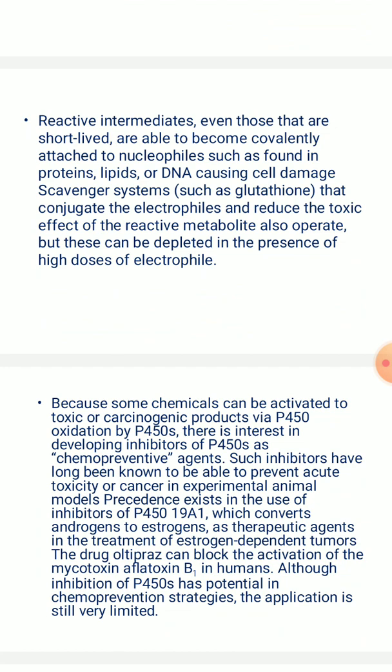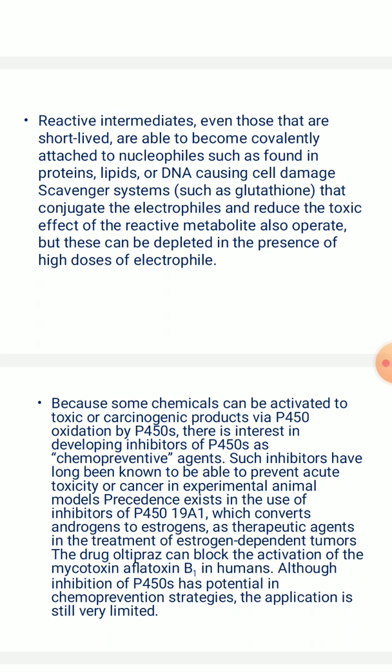causing cell damage. A scavenging system such as the glutathione molecule, which we have seen in the last class on the conjugation process, conjugates with the electrophile. Conjugation is the main step in the conversion of active to inactive, and the product will be excreted out, right? So the scavenging system such as glutathione conjugates with the electrophiles and reduces the toxic effect of this reactive metabolite, though it can be depleted in the presence of high doses of the electrophile, right?